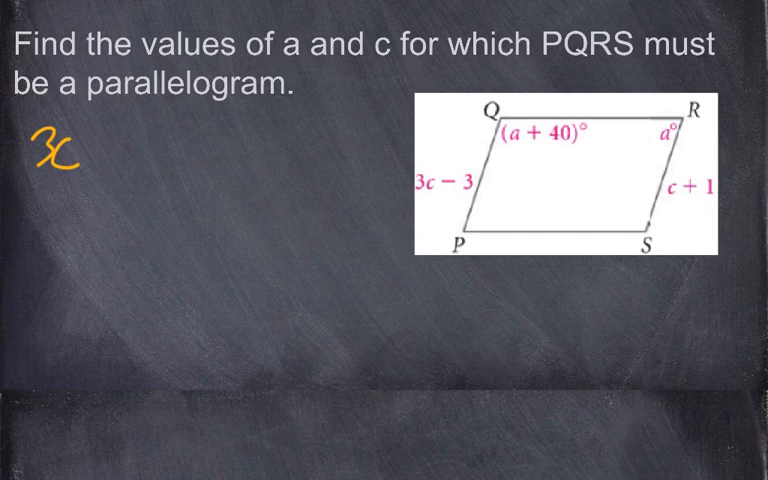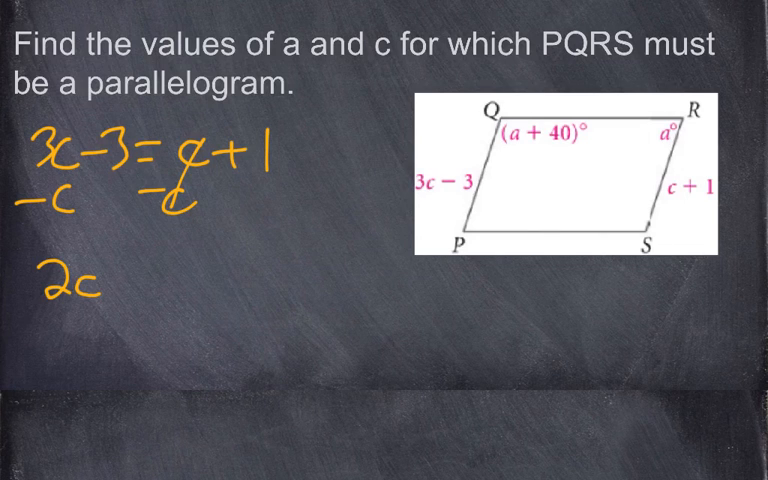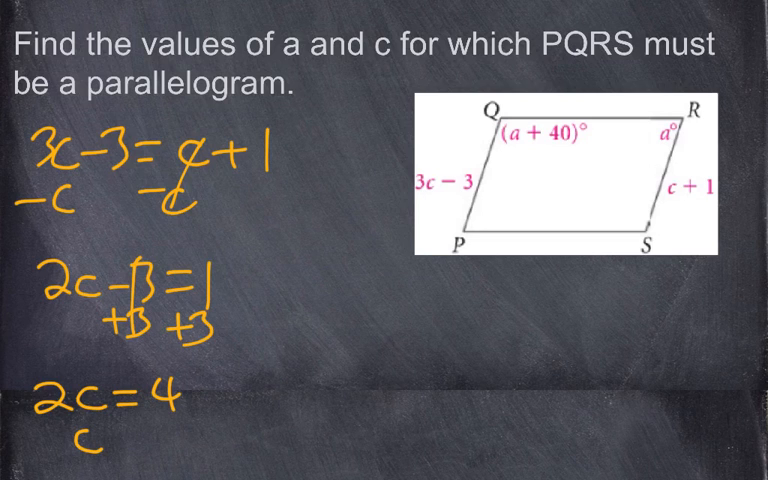Now, we know that opposite sides of a parallelogram have to be congruent. So therefore, we set the opposite sides equal to each other. Now we're going to subtract c from both sides. So we get 2c minus 3 is equal to 1. I'm going to add the 3 over. So I have 2c is equal to 4. Divide by 2. I have c is equal to 2. So we're done with the c's.